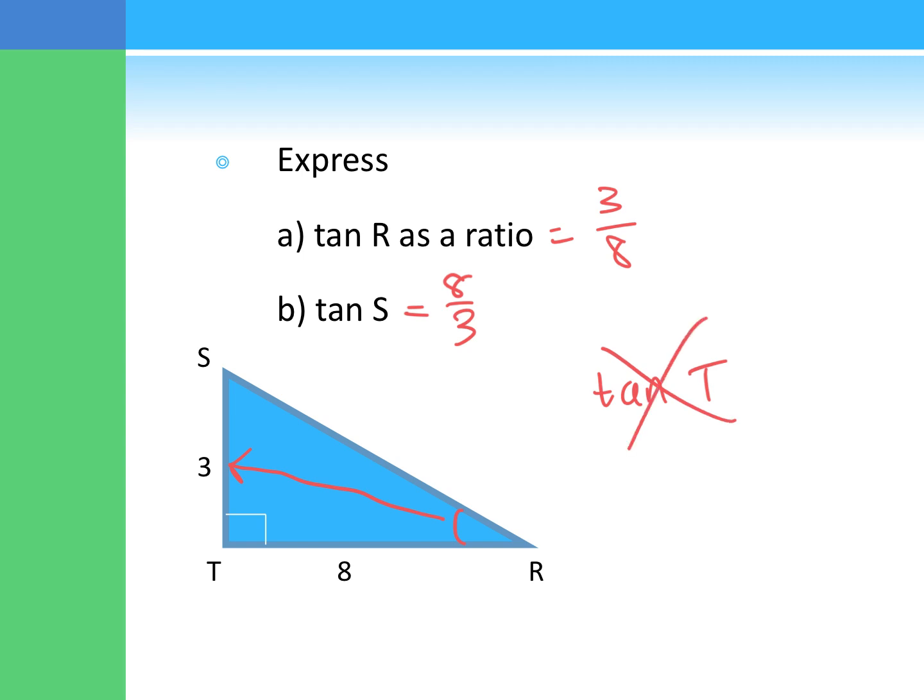Could I ask you to find the tangent of angle T? No. Cross it out, okay? I will not ask you to find the tangent of the 90, because you can't do it. It'll only ask you to find the tangent of an acute angle.